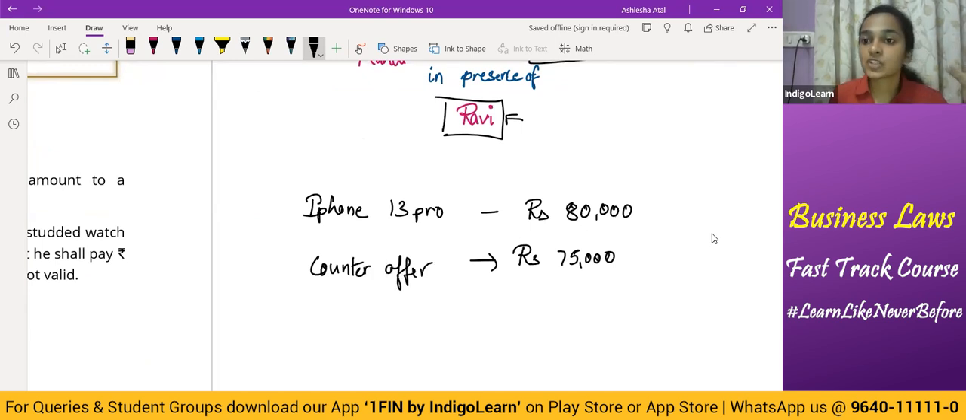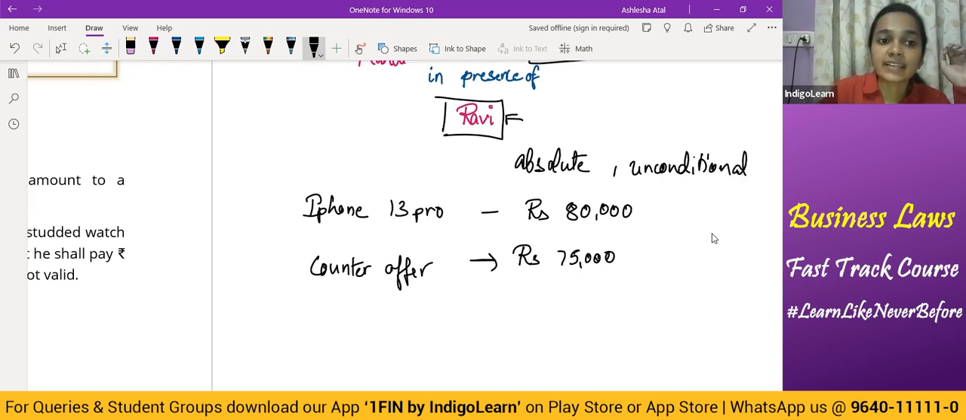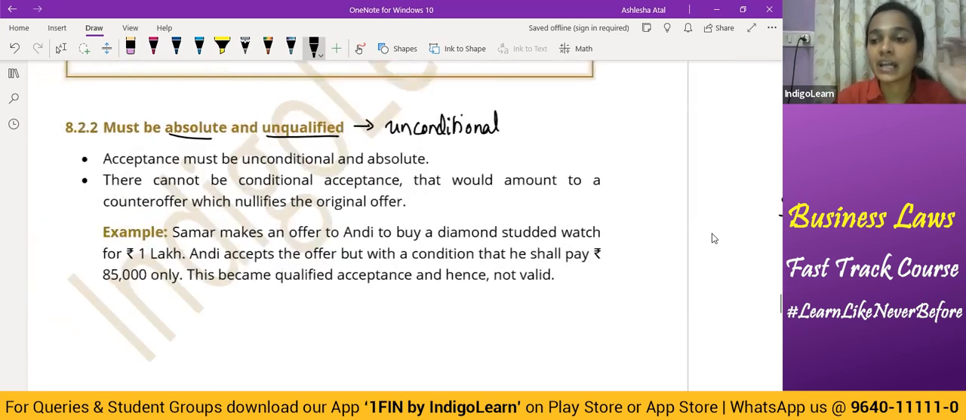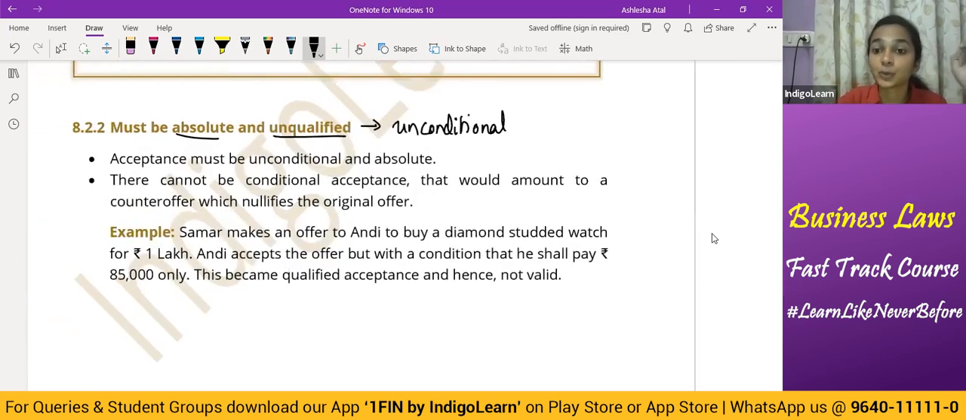So in this situation, the original offer will lapse. Whenever acceptance is being given, it has to be absolute and unconditional. There should be no conditions attached to the acceptance which is made. An acceptance should always be unconditional and absolute.